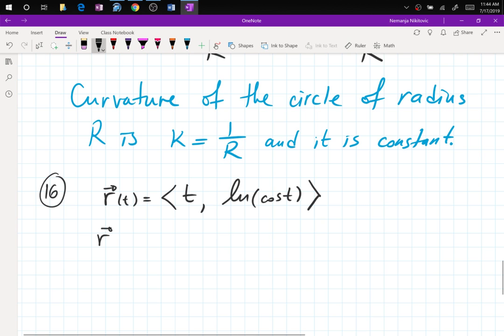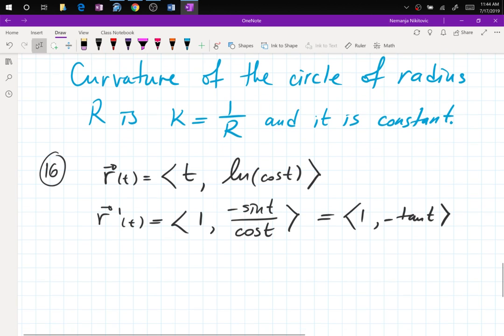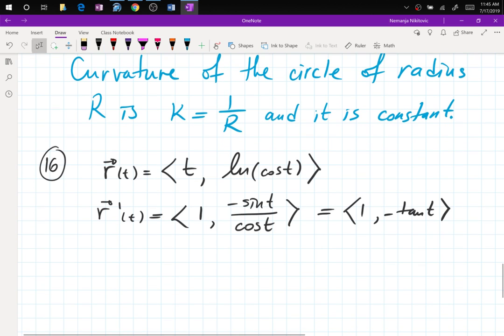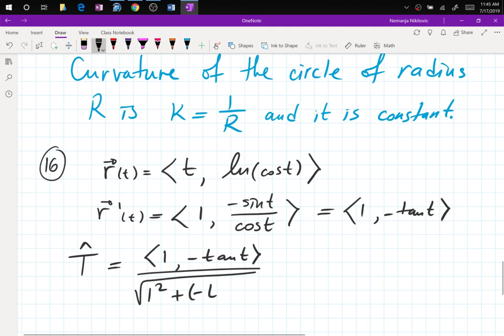All right, so r prime of t is 1. And then you have ln, which means the argument goes in the denominator, its derivative goes on top as negative sine t. Now that simplifies into 1 comma negative tangent t. That's important. The next step is to get t hat, which is the vector divided by the magnitude, 1 squared plus negative tangent t squared.